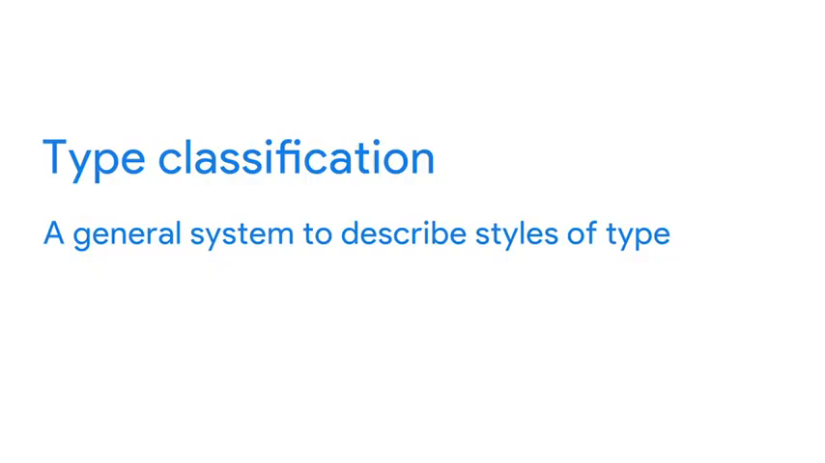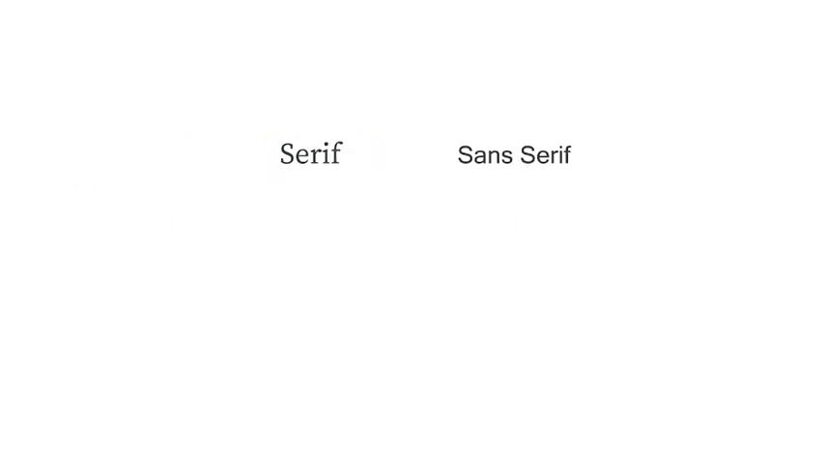First up is the type classification. Type classification is a general system to describe styles of type. 2 of the most popular type classifications are serif and sans serif. Serif styles of type can be recognized by the tiny lines, called serifs, that trail from the letters as strokes and stems as edges. Look closely at the letter T on the left side of the screen. The small lines hanging off of both ends of the horizontal line at the top of the T help identify the text's type classification as serif.